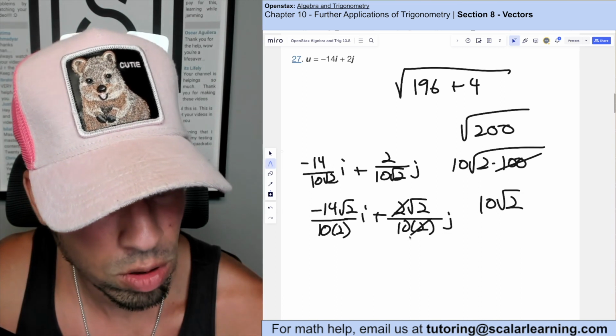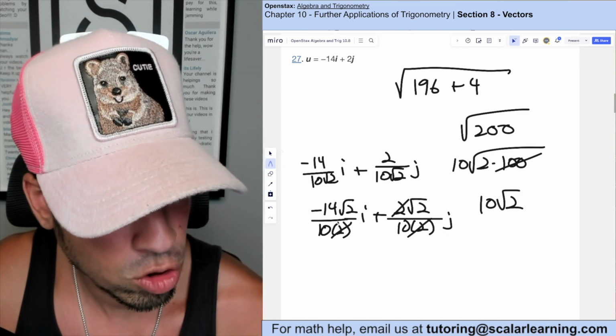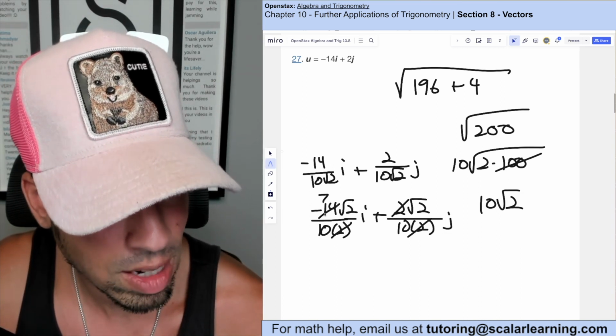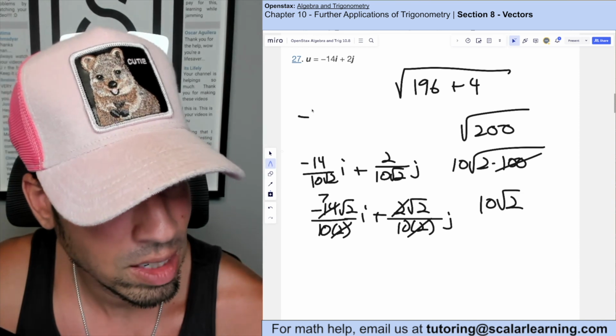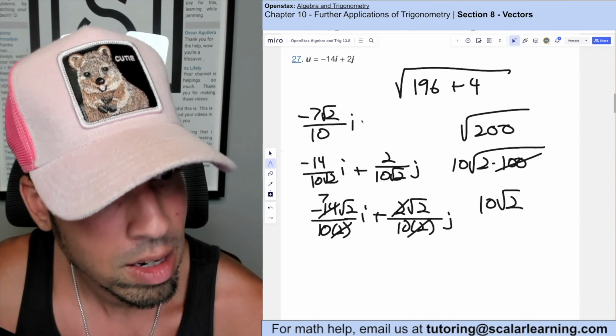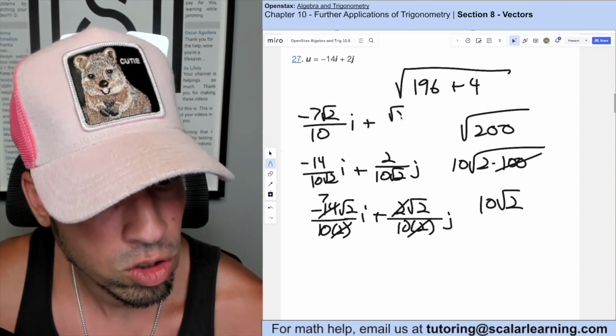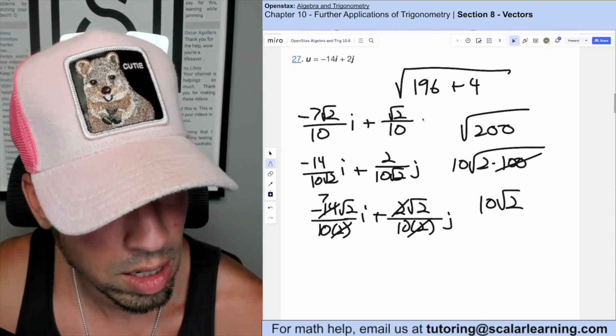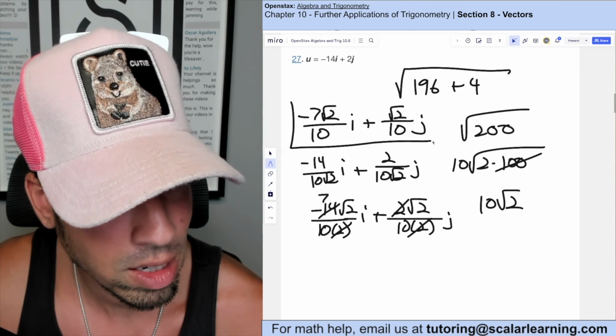And then we can cancel those, right? 2 over 2. And then 14 divided by 2 is 7. So final answer is negative 7 rad 2 over 10 i plus rad 2 over 10 j. That's how you do it.